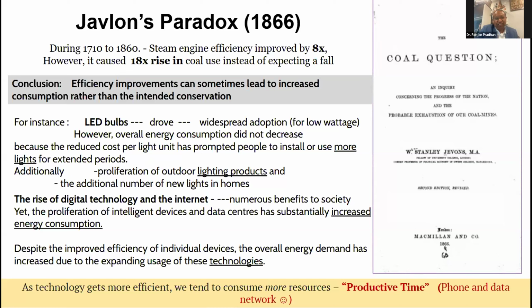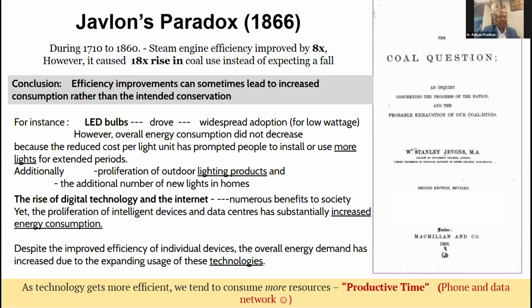So we'll elaborate this further. So are you getting the paradox here? We increased efficiency, and in turn we use more. So for instance, LED bulbs, as I quoted before. The invention of the LED bulb drove widespread adoption because of low wattage. However, overall energy consumption did not decrease. Why? Because the reduced cost of light has prompted people to install or use more lights for extended periods. Additionally, outdoor light products proliferated, and additional new lights in homes were also triggered.